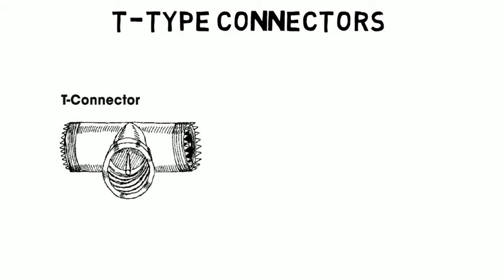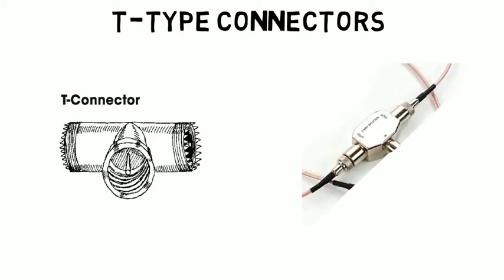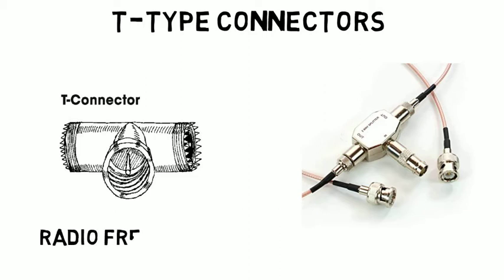13th on our list are T connectors. They consist of two plug ends and one central jack end, making it look like the letter T. They are used when a connection must be made somewhere along a coaxial cable and mainly used to split radio frequency from a cable into two.